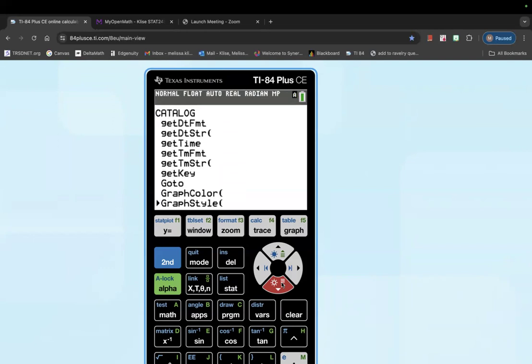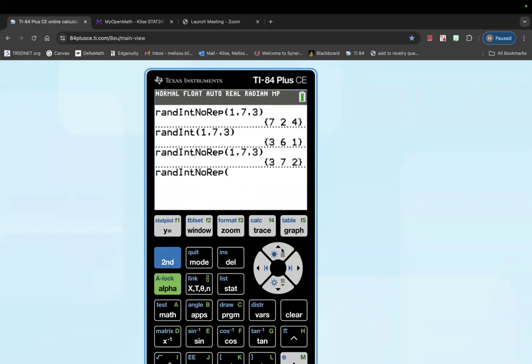I'll go all the way down until we get to the R's. It should have randIntNoRep. If not, then you're just going to have to use randInt. If you go to randIntNoRep and hit enter, then you can use it. Or just use randInt, and you might have to do more than 3. Just ignore anything that repeats.